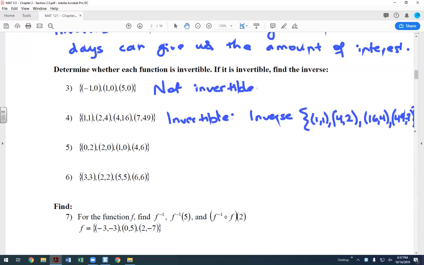All right, very good, guys. So remember, it's literally just interchanging your x and y coordinates to find the inverse for these examples. What happens with 5? Is it invertible or not invertible? No, because it's actually failing right here in the middle, where for the same y values, I have two different x values. Of course, this guy is not invertible.